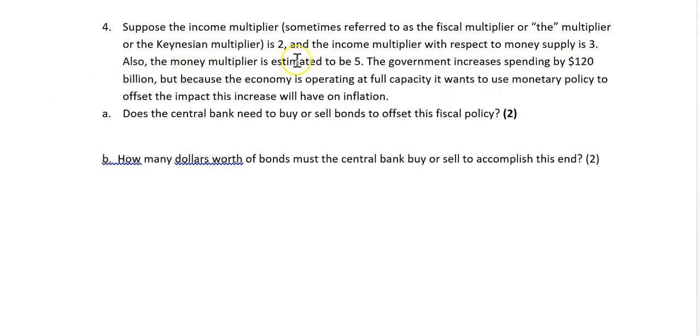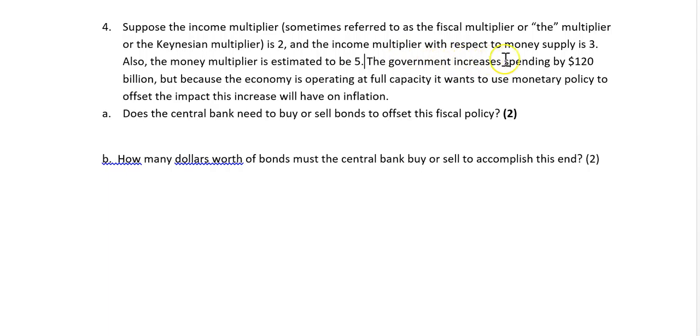Also, the money multiplier is estimated to be 5. Now, this is different than what we've just talked about. The money multiplier is how much the money supply will change when the Federal Reserve increases or decreases excess reserves. That's different than what we've just discussed, which is how much aggregate demand will change when the government changes government spending or taxes, or when the Federal Reserve changes the money supply. So one has to do with how much the aggregate demand curve shifts, and the other has to do with how much the money supply changes.